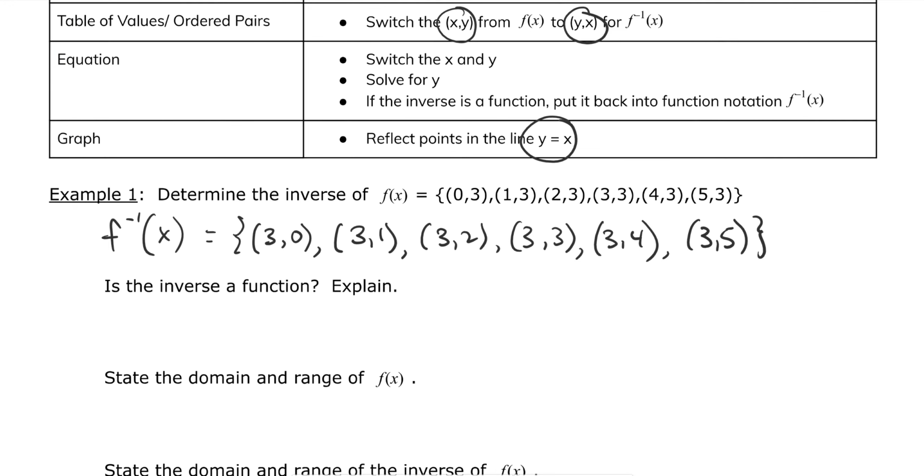Is the inverse actually a function? So let's check. If you notice, my x values are now all 3, and my input has more than one output: 0, 1, 2, 3, 4, 5. So it's not a function. So we're going to say here, no. The input of 3 has multiple outputs.